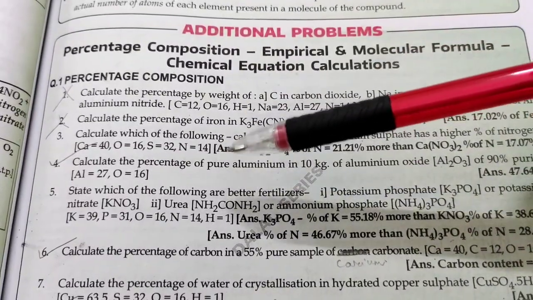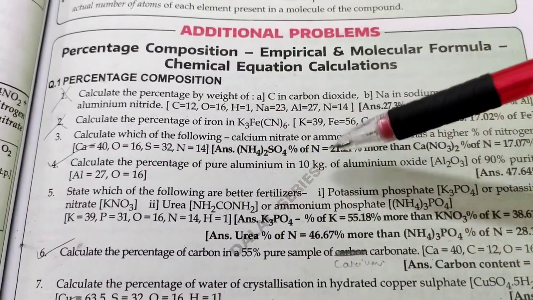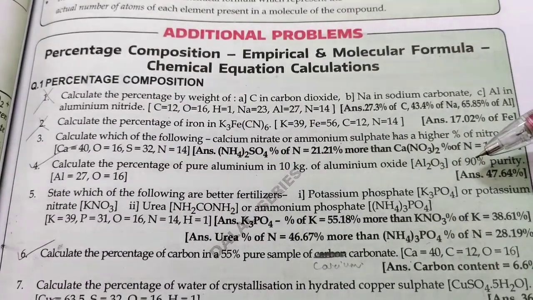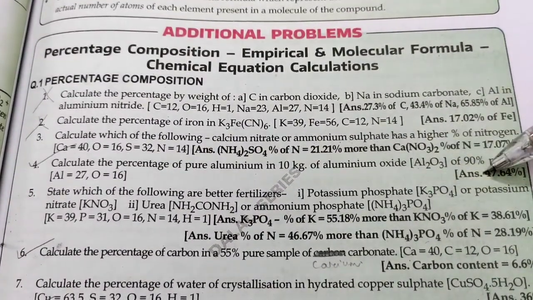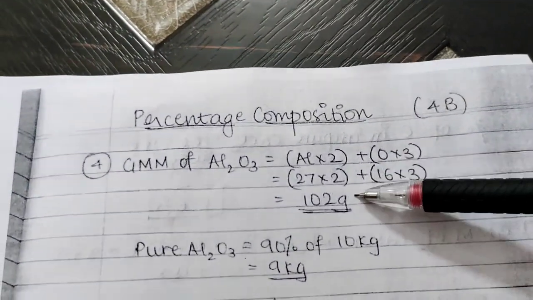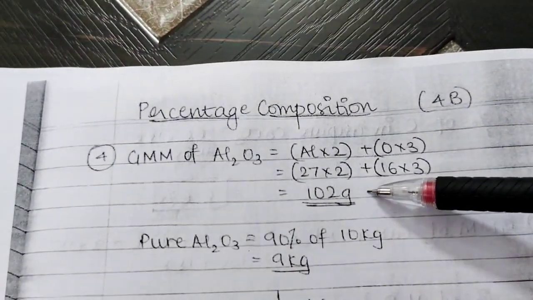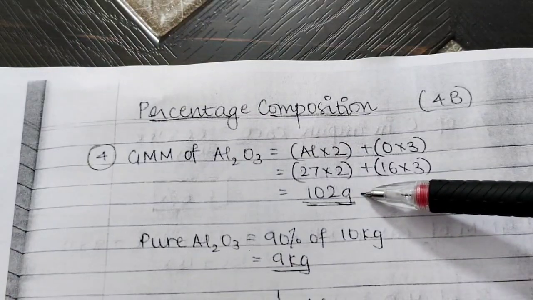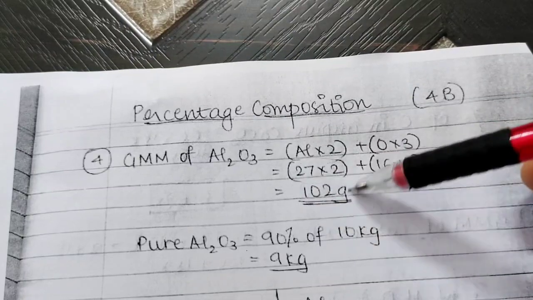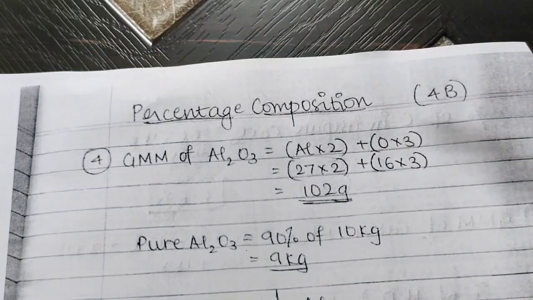Calculate the percentage of pure aluminum in 10 kg of aluminum oxide of 90% purity. So we have bauxite, out of which 90% is aluminum oxide and the remaining 10% is impurities. The molecular weight of aluminum oxide is 102 gram. Typically, if they had asked us the percentage of aluminum in this, we would have simply done 54 upon 102 into 100%, which would be slightly more than 50%.